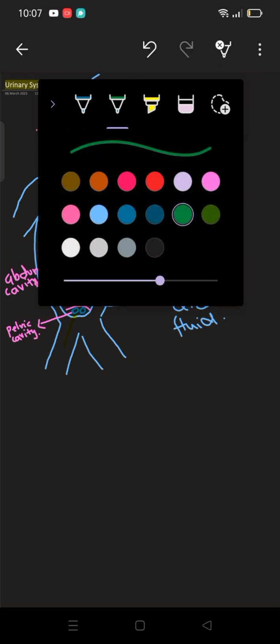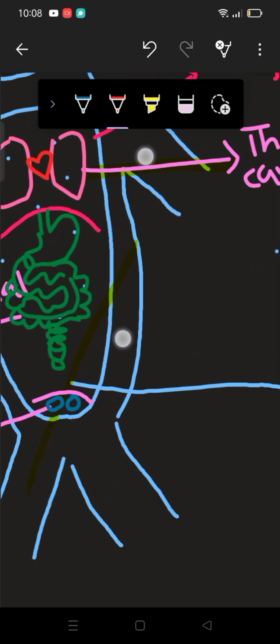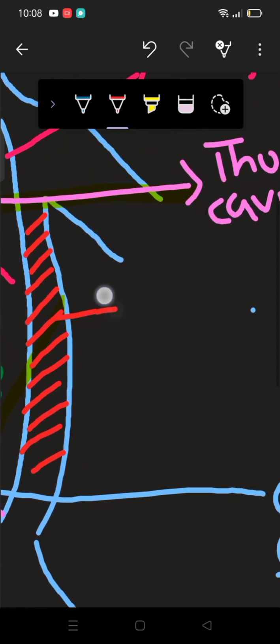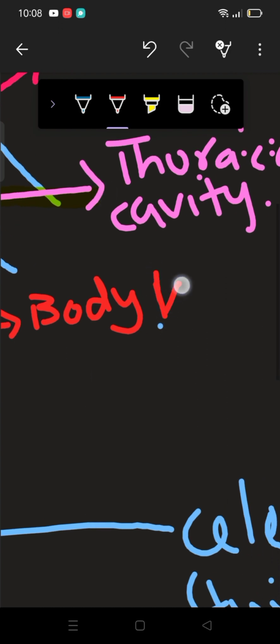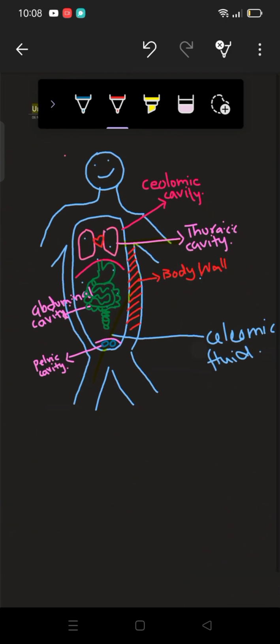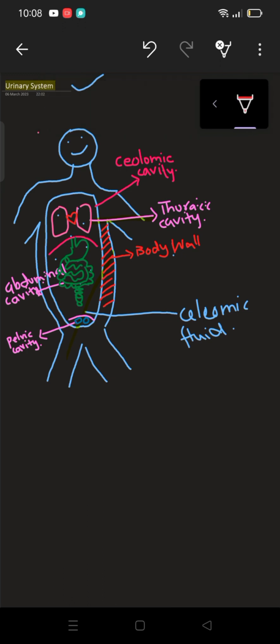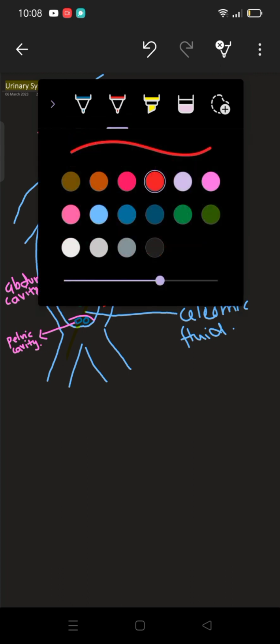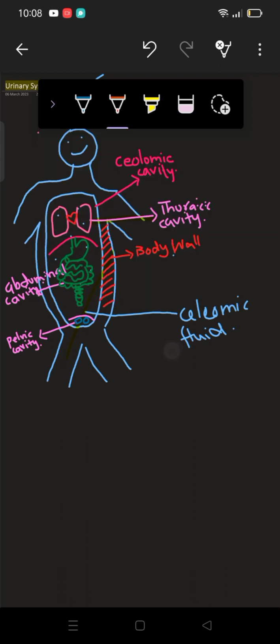I'm going to use this color now. So here is basically the body wall. Let me write here. Body wall. Now, body wall is made up of four types of tissue. As we know that we do have four types of tissues: epithelial tissue, muscular tissue, nervous tissue, and connective tissue. So our body wall is made up of four types of tissue.